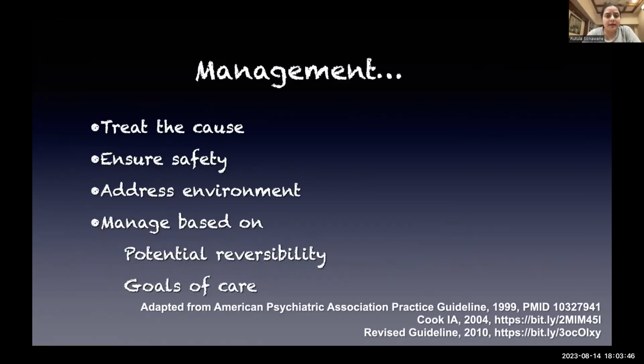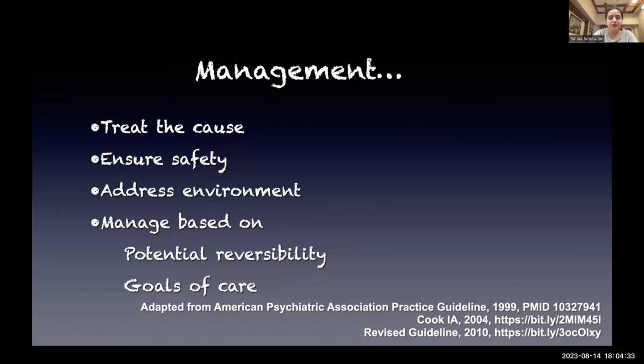Then coming to the management, as I said, it's an acute state of confusion, and usually has some sort of underlying pathology because of which it is occurring. So if there is a treatable cause, always treat it first and then try to manage the symptoms that are present in the patient. So treat the cause, ensure that the patient is safe, especially in the case of hyperactive delirium where the patient is very restless and agitated, sometimes even aggressive. Then it should be a safe environment for the patient and the caretakers as well.